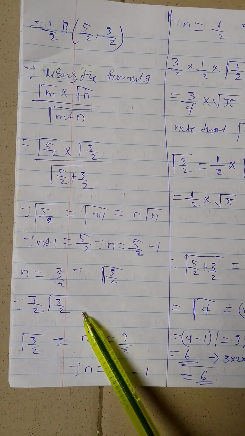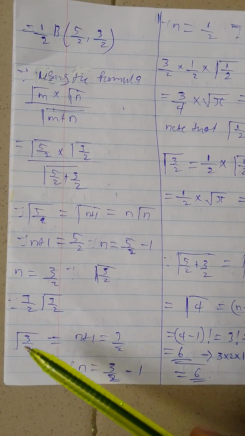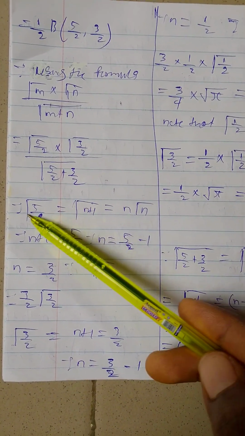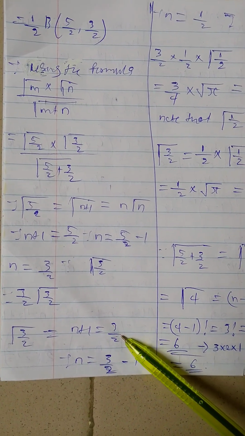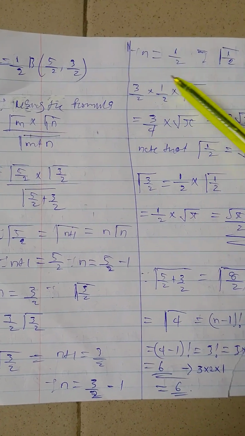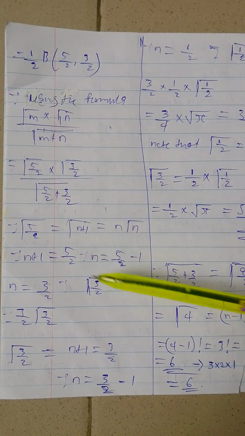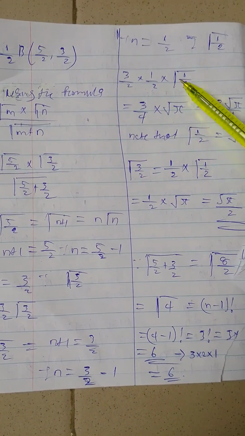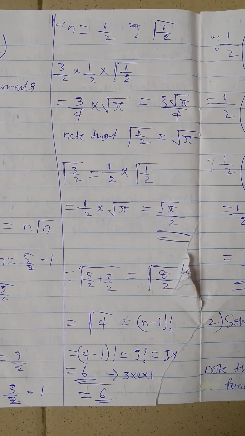Ask yourself, do you know the gamma function of 3/2? No, right? So we have to find the gamma function of 3/2, using the same method. That becomes n plus 1 equals 3/2, therefore n is 3/2 minus 1, so n is 1/2. In the form n gamma n, that is 3/2 times 1/2 times gamma 1/2.